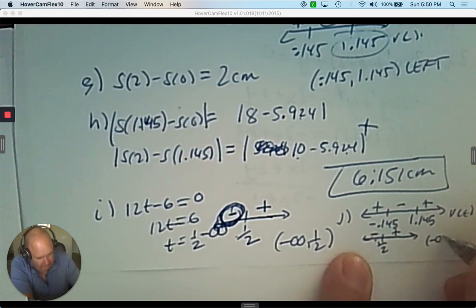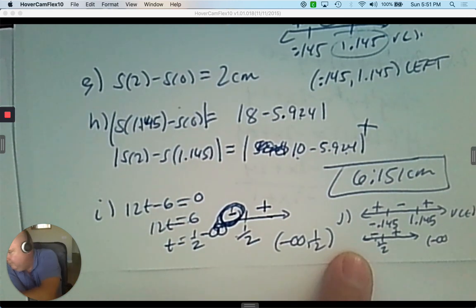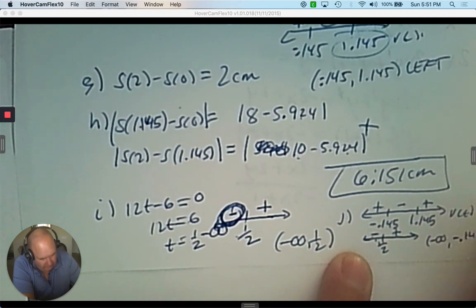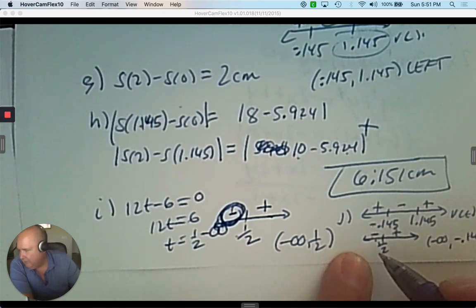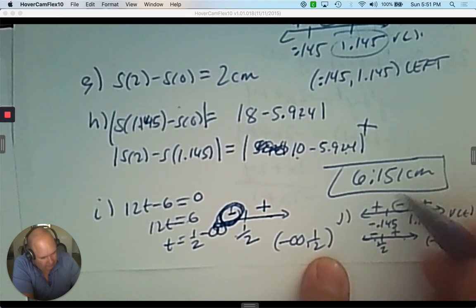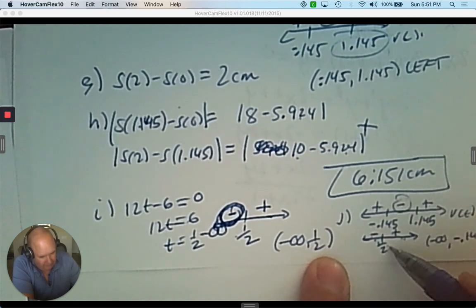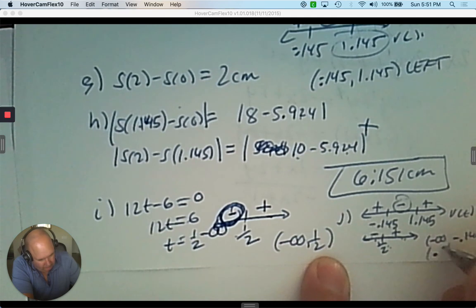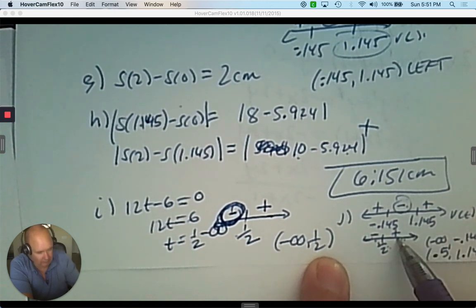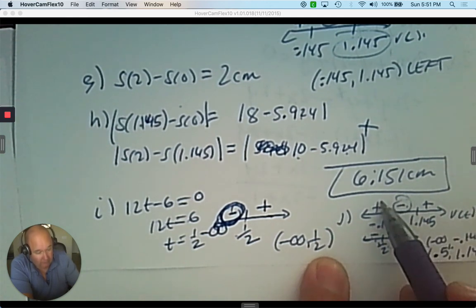So from negative infinity to negative 0.145, the signs are different. One's positive and one's negative. Where else are the signs different? From right here, from negative and positive after 0.5. So from 0.5 to 1.145, one's negative and one is positive. For the other one, one's positive and one's negative.